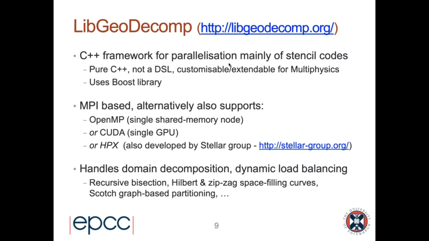It's based on MPI, and what does it do for stencil code? It does the domain decomposition, which is what we want. It does dynamic load balancing, and it can do these things in a variety of ways. These may mean more or less to you, depending on whether you're familiar with load balancing and domain decomposition approaches. But supported approaches include recursive bisection, Hilbert and zigzag space-filling curve approaches, as well as graph-based partitioning based on the Scotch and PT-Scotch libraries.